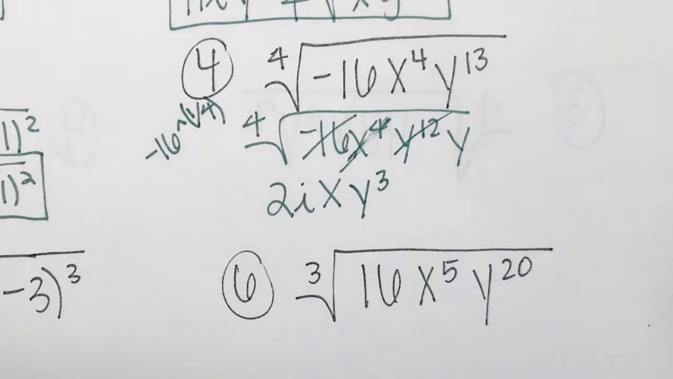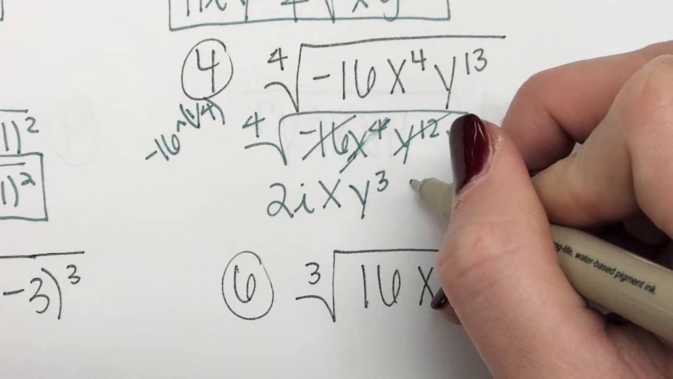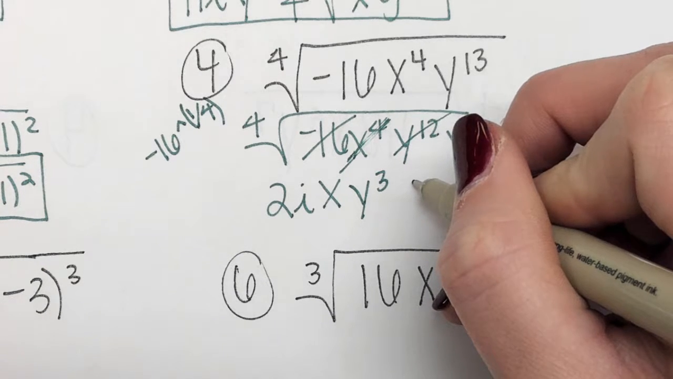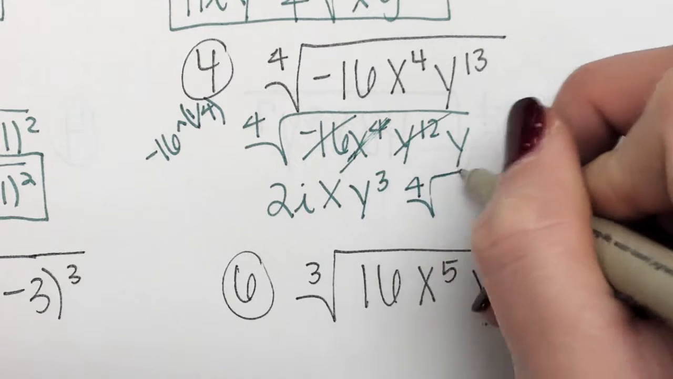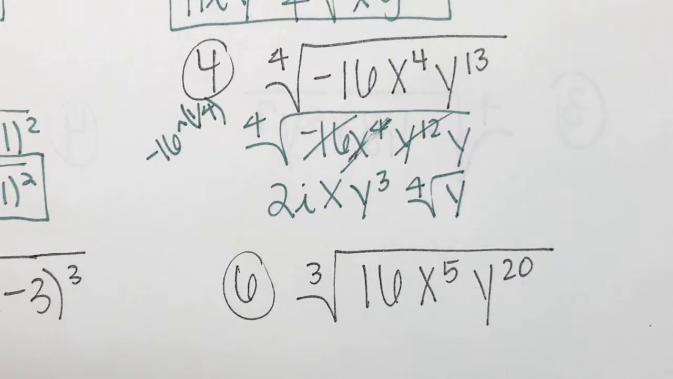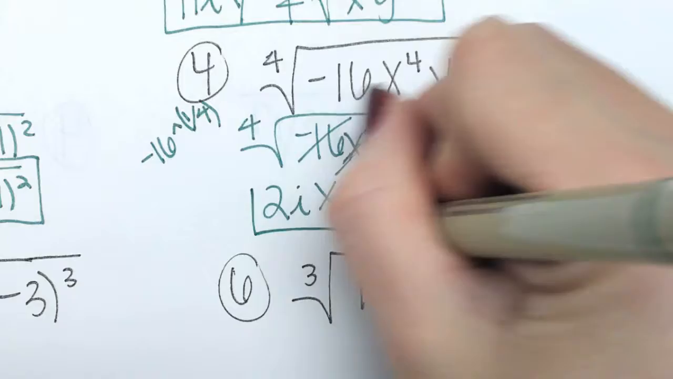Connor, can I take anything else out? Tell me what to write then. Just y under the square root. Or 4th root y. Yes. Very good. Alright, raise your hand if you got that one correct. No? Okay. Any questions about that?